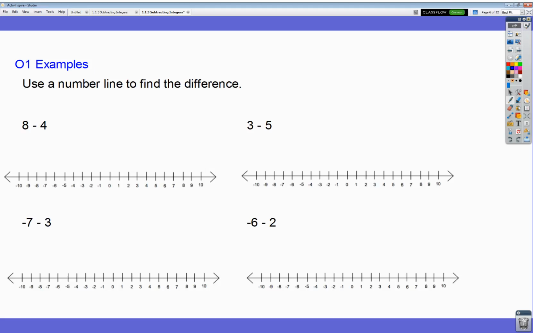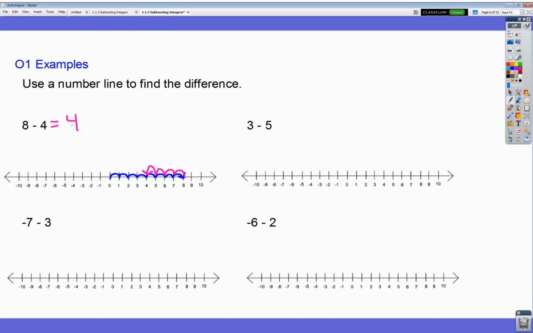Okay, let's look at how this works with some examples. So the first example, we have 8 minus 4. Like we did before, we're going to start on 0. We're going to go to 8, 2, 3, 4, 5, 6, 7, 8. And now we're going to subtract 4. So we're going to go to the left. 1, 2, 3, 4. And when we do 8 minus 4, we get 4, and that's something that you should be able to do fairly easily.